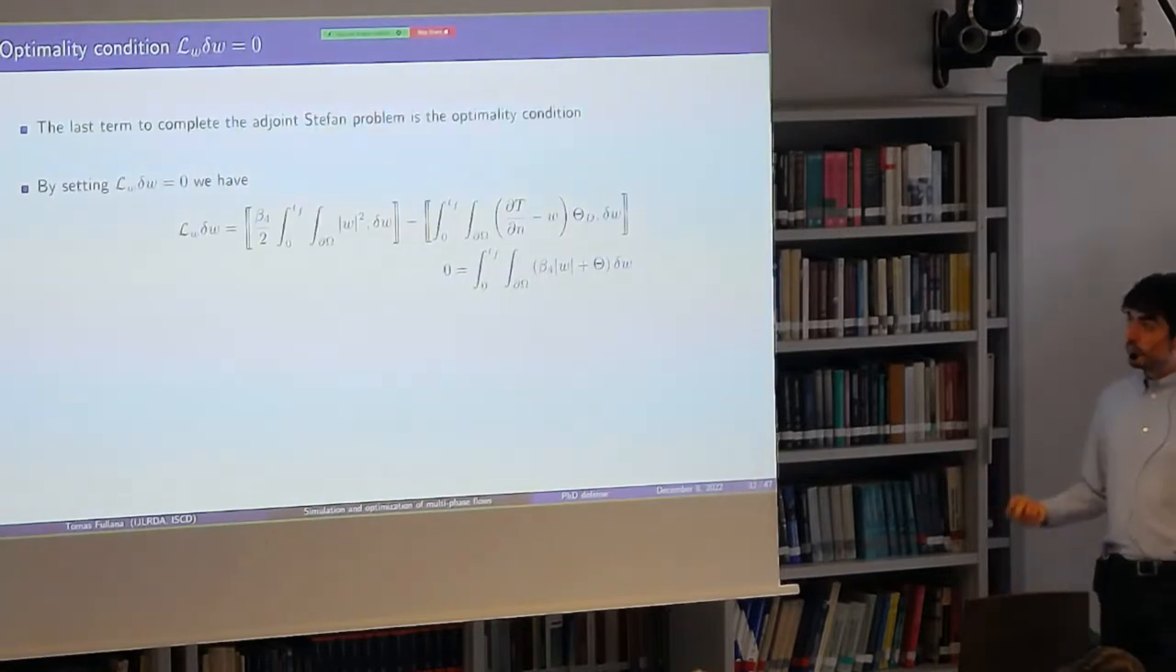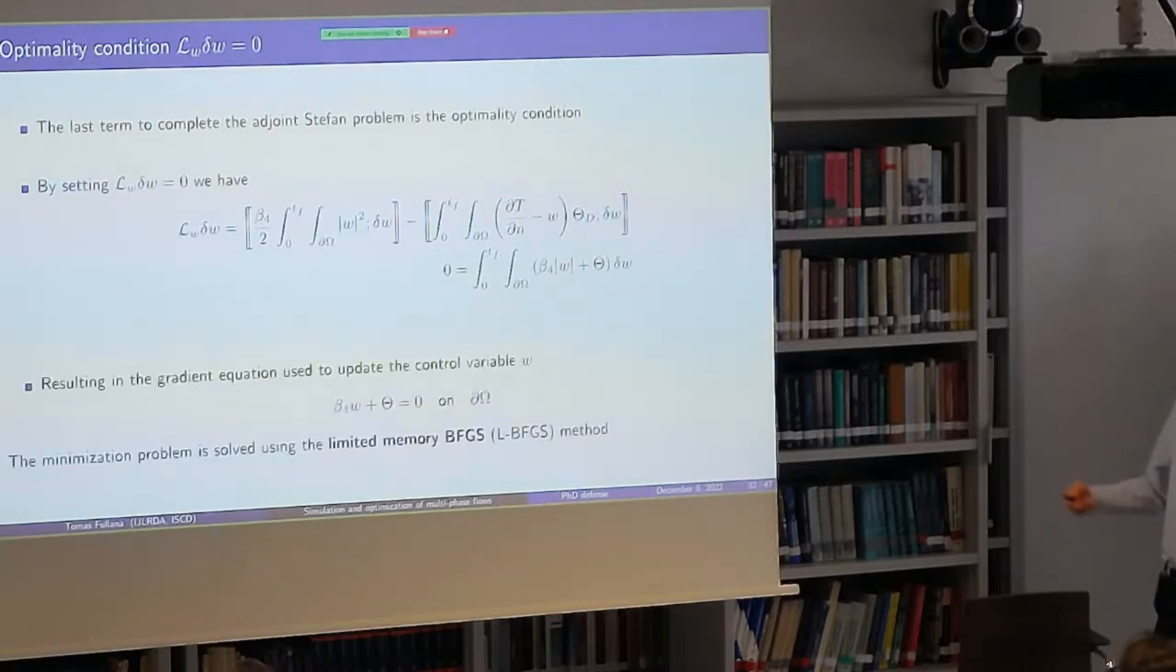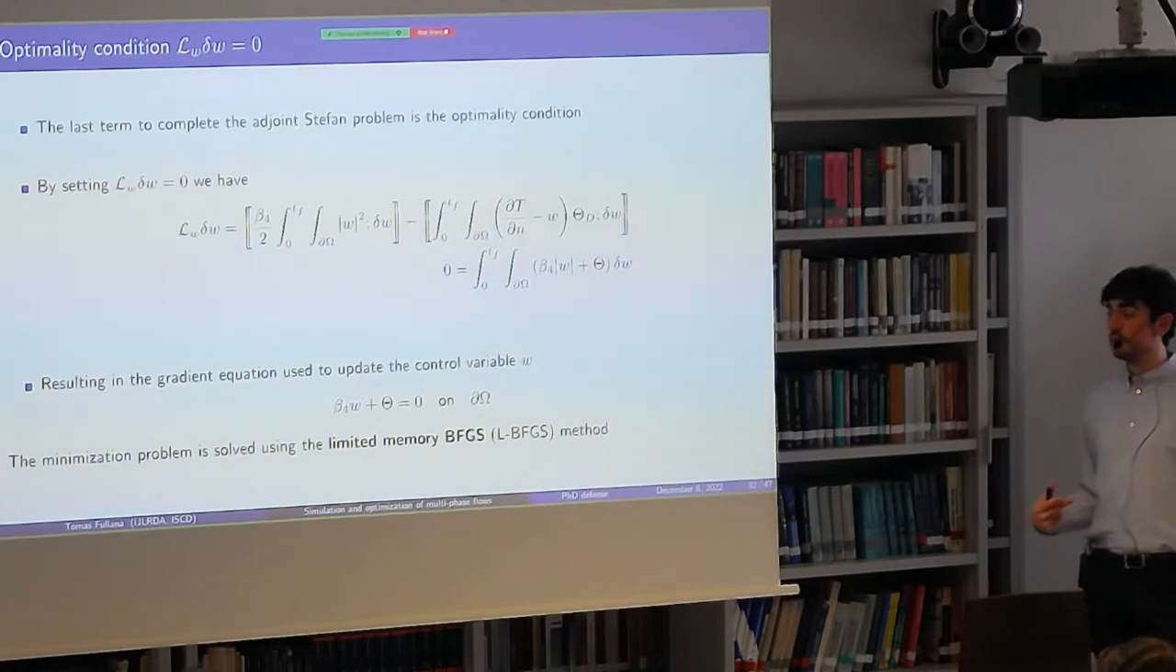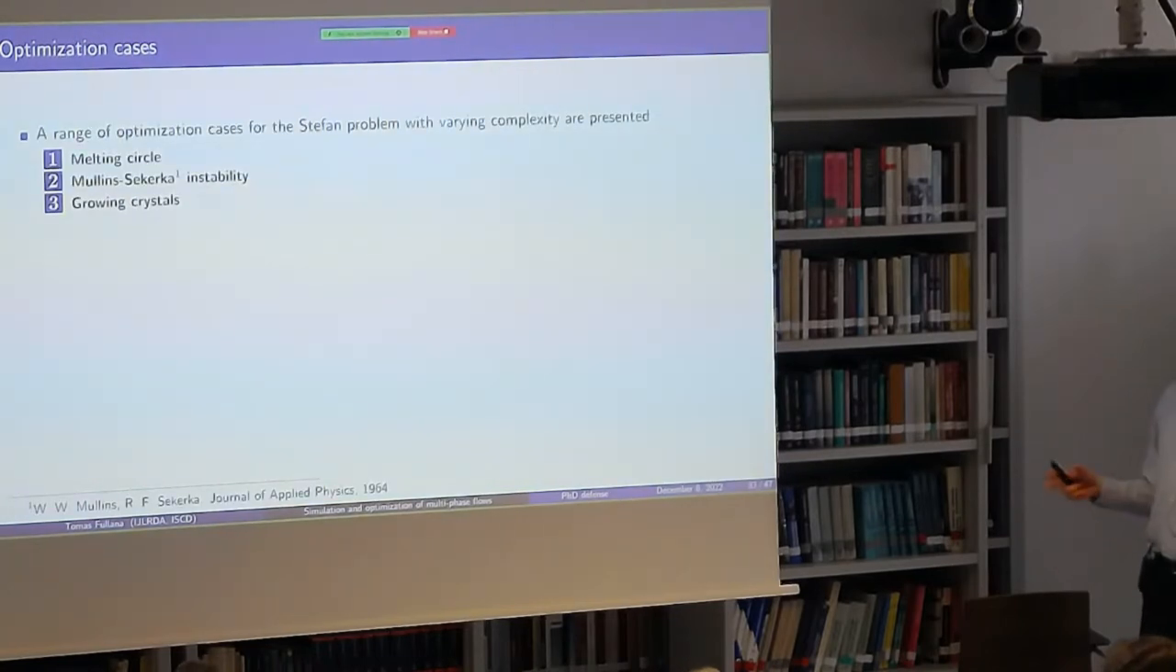Now, the last term we need to close the system is the optimality condition. So we want to set the derivative of the Lagrangian with respect to W to zero. We obtain the gradient equation that is written here, where we will update the control variable W given the value of the adjoint temperature at this boundary at final time. This minimization problem will be solved using the limited memory BFGS method. And now I'm going to present some optimization cases.